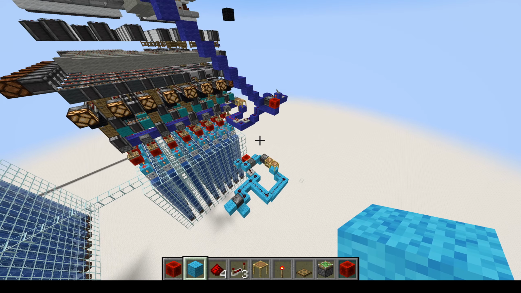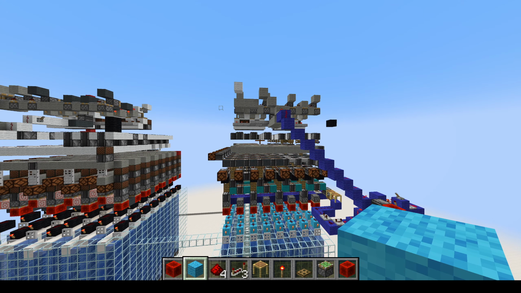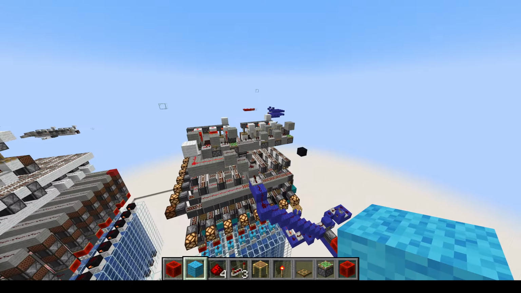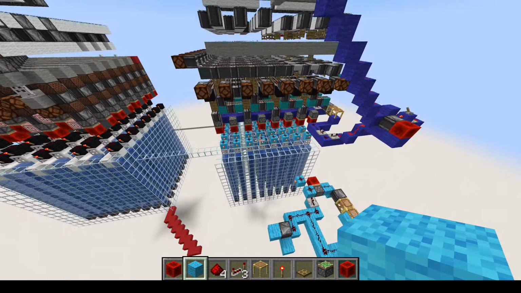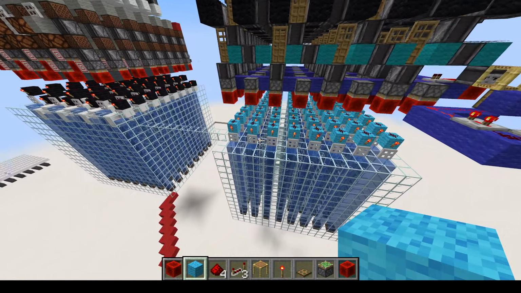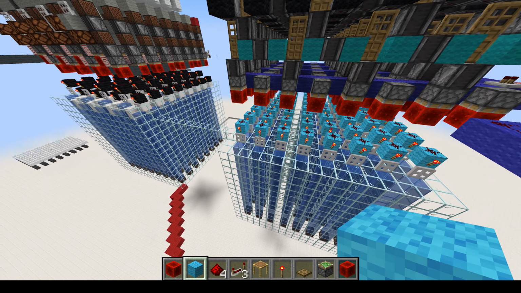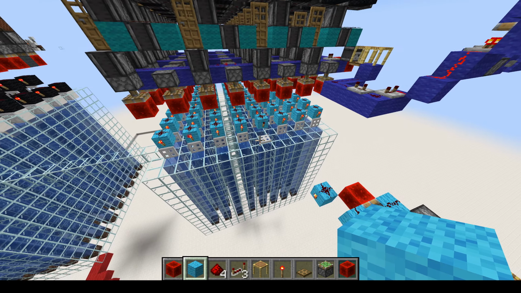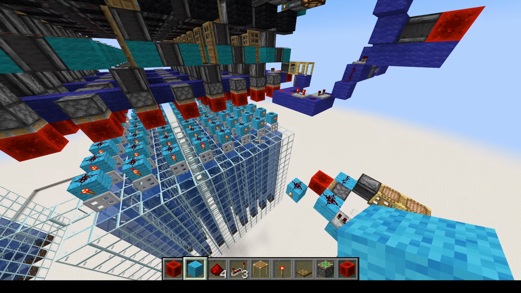Alright, so this is a demo of my version 2 of my binary to stasis chamber decoder. So this takes 6 binary inputs and breaks it out into 64 stasis chambers. I have it right now just operating in the front row so it's easier to see. So you can see one of these gets flipped down at a time. Beautiful.